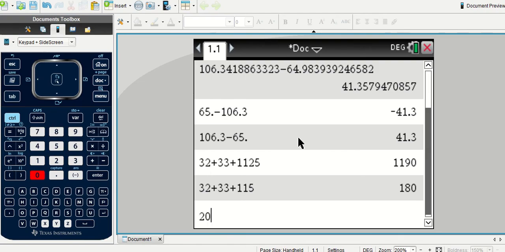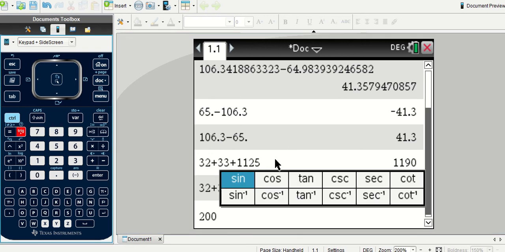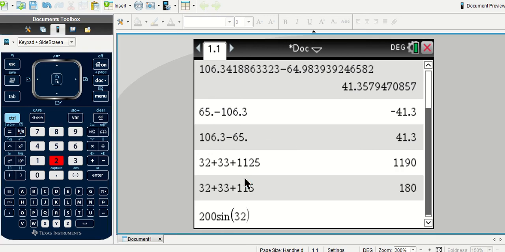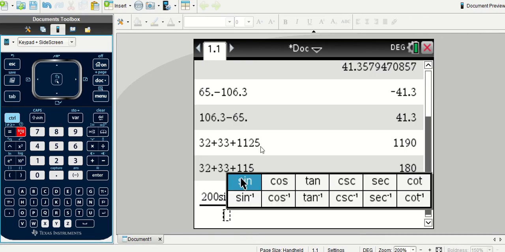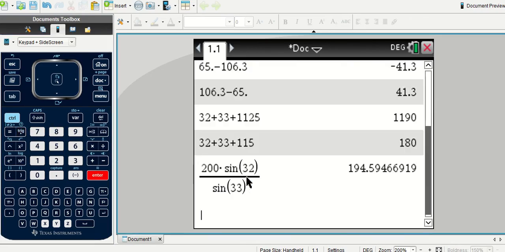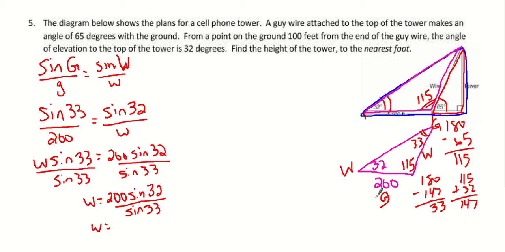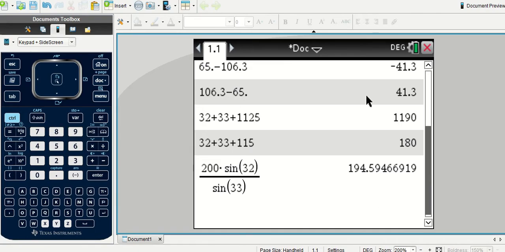Okay, so 200 sine of 32, and then after it we can hit Control Enter to open up that fraction bar, and then divided by the sine of 33. And we end up with that number right there. Now remember, we're not rounding our answers, okay? But we have a letter for this. This is W, so we can substitute W in, but we want to write down that number again, okay?